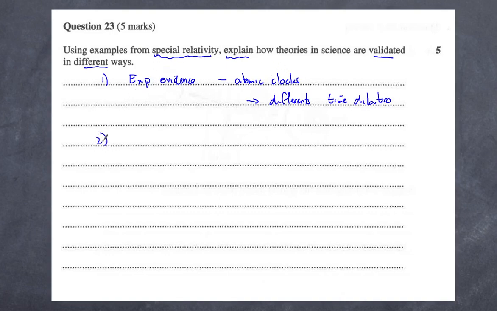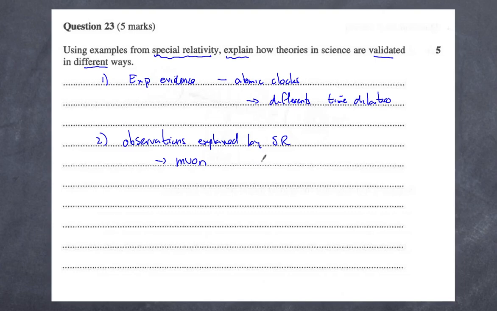Number two, another thing is that we could have observations that can only be explained by special relativity. And in this case, I would use the example of the muon. Muons, of course, are subatomic particles that are created in the upper levels of the atmosphere, and they have a very, very short half-life. By rights, by normal classical physics, we shouldn't be able to detect many of them at all at the surface of the Earth, but we do. But we can explain that by time dilation.